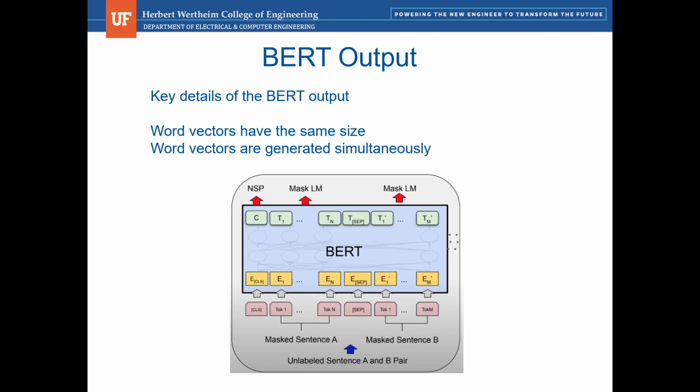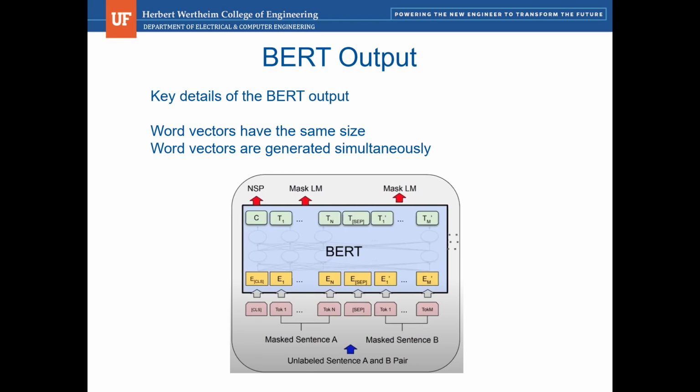Okay, so next we're going to talk about the BERT output. The output is a binary value C, which you can see here, and a bunch of word vectors. But with training, we need to minimize the loss. So there are two key details to note here. All of these word vectors have the same size, and all of the word vectors are generated simultaneously.